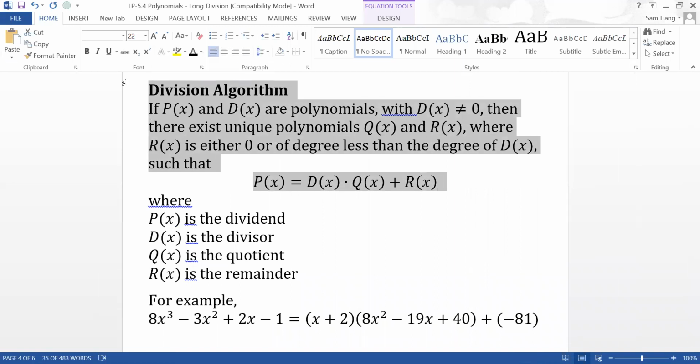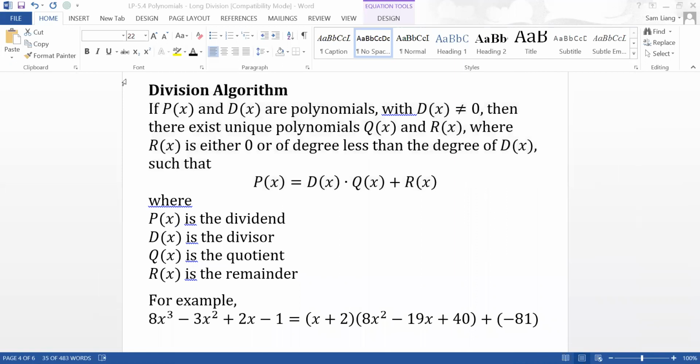P of x and d of x are polynomials, with d of x not equal to 0, then there exist unique polynomials q of x and r of x, where r of x is either 0 or of degree less than the degree of d of x, such that p of x is equal to d of x times q of x plus r of x, where p of x is the dividend, d of x is the divisor, q of x is the quotient, r of x is the remainder.